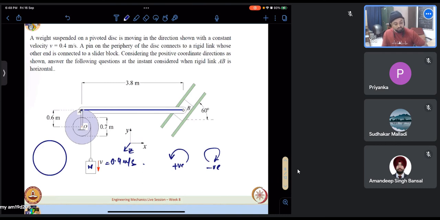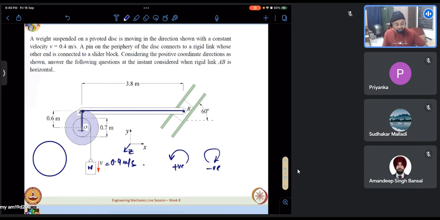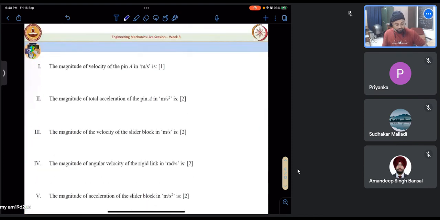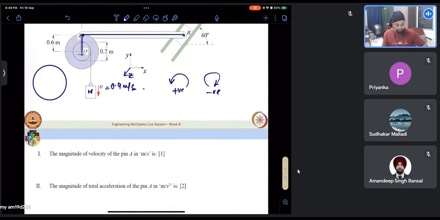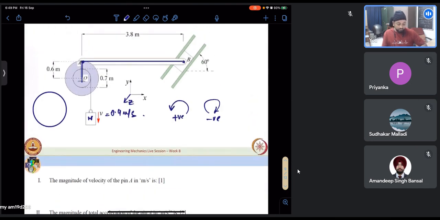Okay. So answer the following question at the instant considered. At this instant, the configuration of the system is such that this is vertical, this is perfectly horizontal, and then we have that thing connected over here. When the rigid link is horizontal, this is given to be horizontal and this is connected to that. So we have been asked some quantities. Let us see what they are. The magnitude of velocity of the pin at A in meters per second is what is asked.